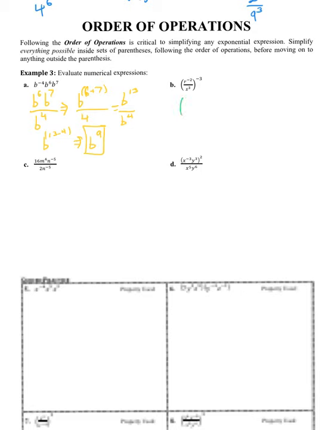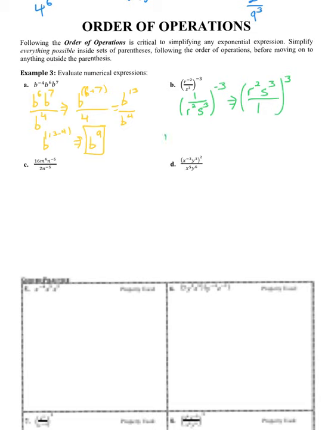So for problem B here, start with inside the parentheses. I can rewrite r to the negative 2 as r to the positive 2 in the denominator. And then, because I have a negative exponent outside, I could technically rewrite this as to the positive 3. Just flip the entire fraction and rewrite it as positive 3.